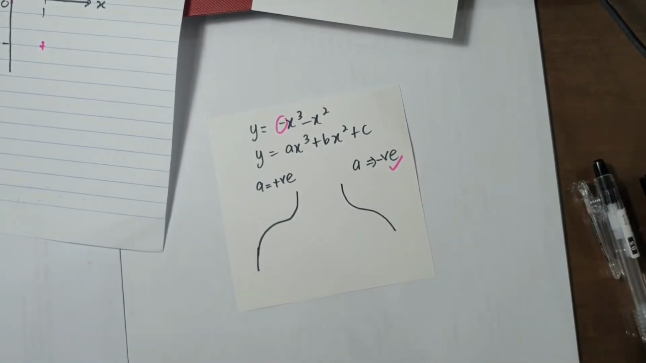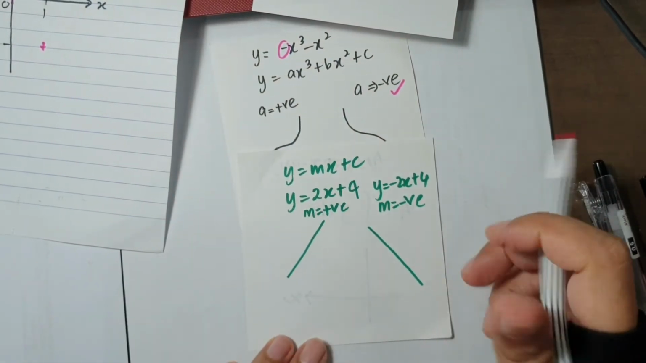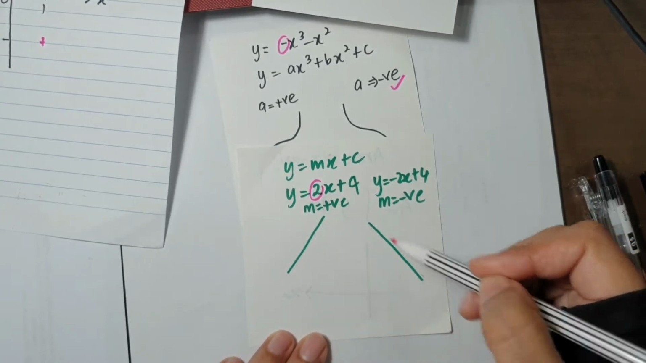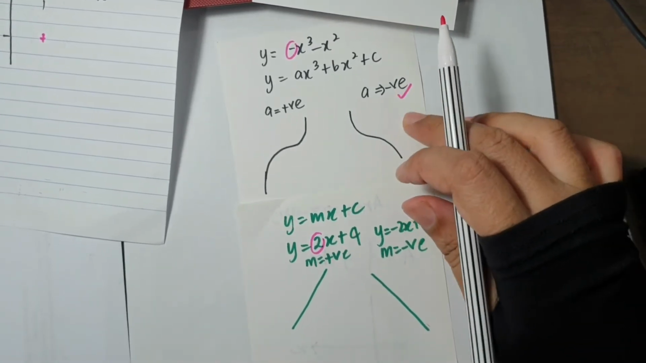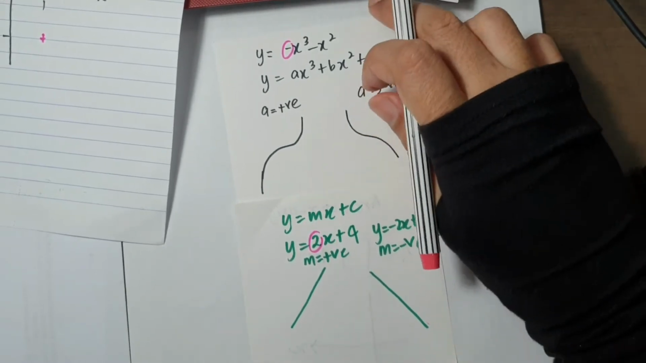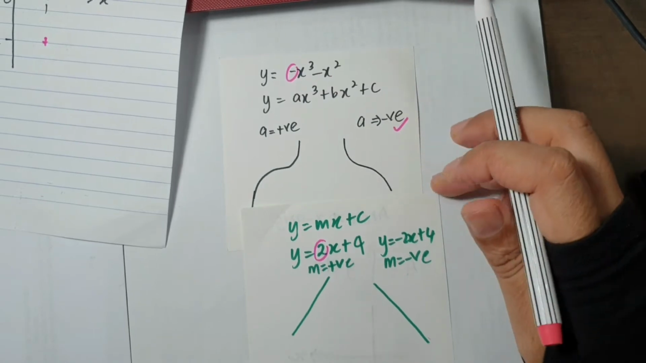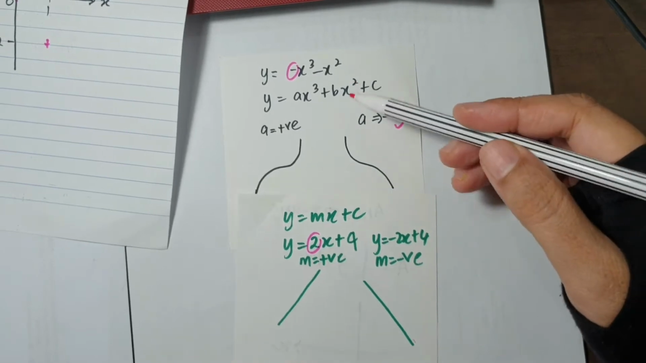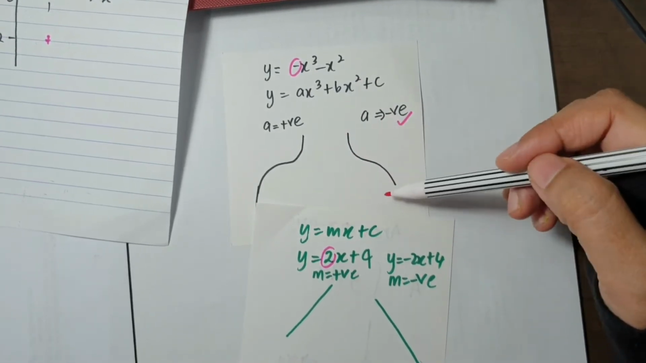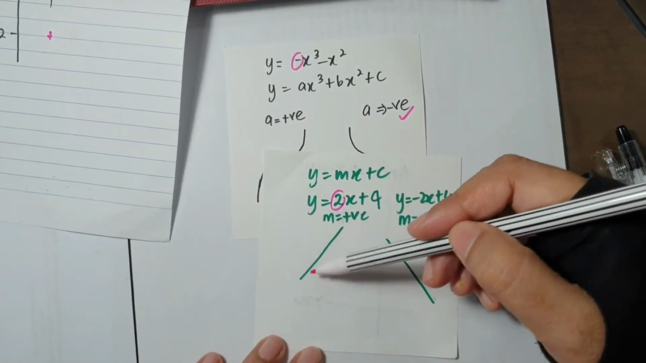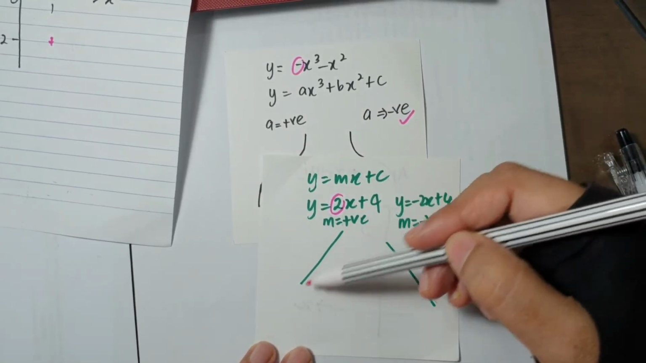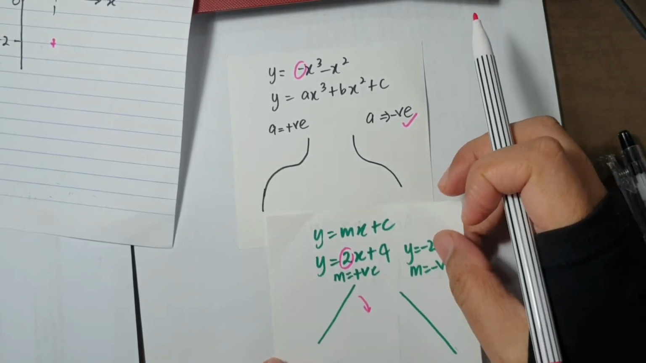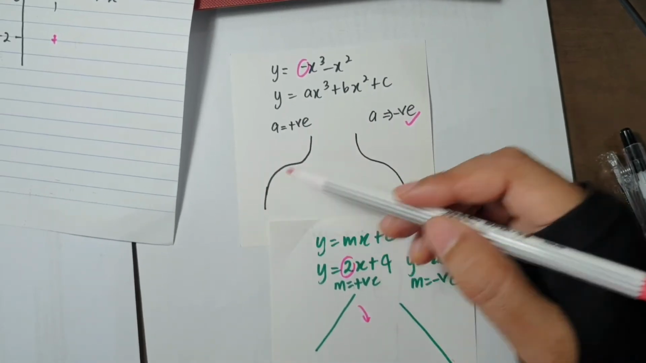The way to remember it is to recall the linear function. For linear, if the gradient is positive, the slope looks like this. If the gradient is negative, the slope looks like this. This is just a way to remember. So if you see a negative coefficient a, the slope is the same as a straight line with negative coefficient, but for cubic it forms a curve, an S shape. For a linear graph with positive gradient, the slope inclines from the left to the right. For a cubic function with a positive, the shape is like this, an S shape.